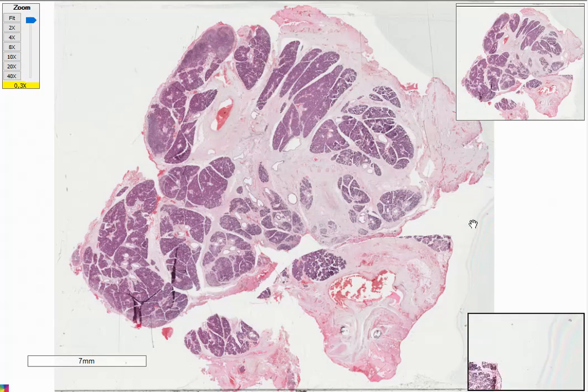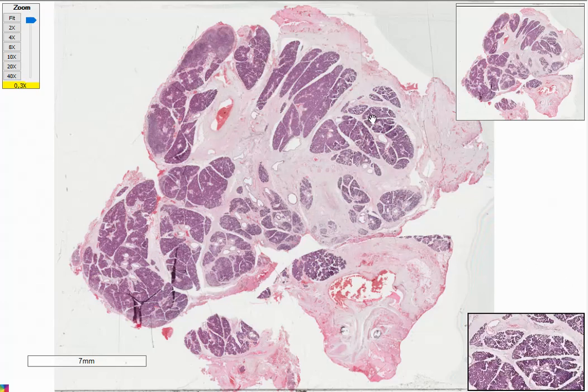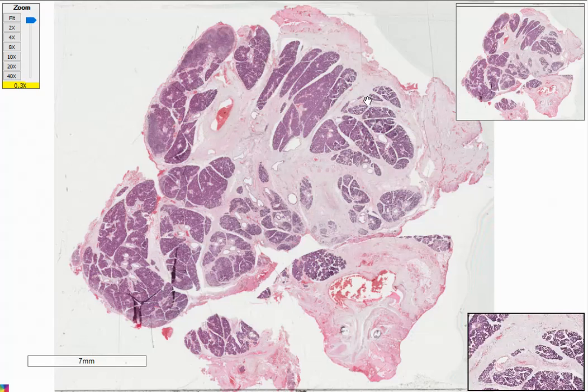Hi, this is Iso. Today we're going to look at the salivary glands, particularly the submandibular and the parotid glands. Just note that there are other salivary glands, accessory salivary glands around the oral cavity, but we'll focus mainly on these two.